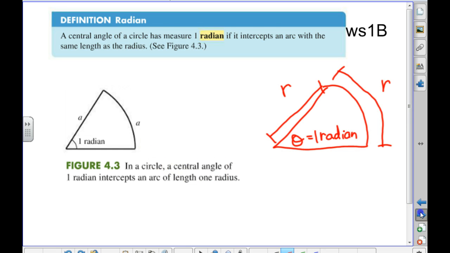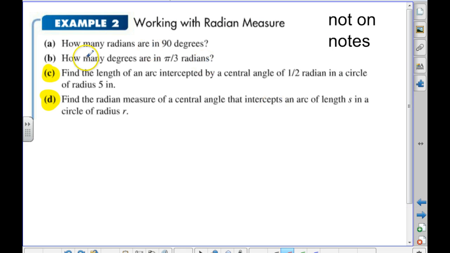We talked about what a radian is. Really fast, how many radians are in 90 degrees? Do we know how to do that? Yeah, 90 pi over 2. 90 times pi over 180, and 90 goes into 180 twice, so it's pi over 2, yep. How many degrees are in pi over 3 radians? Well, pi can be replaced with 180, so we get 180 divided by 3 is 60.